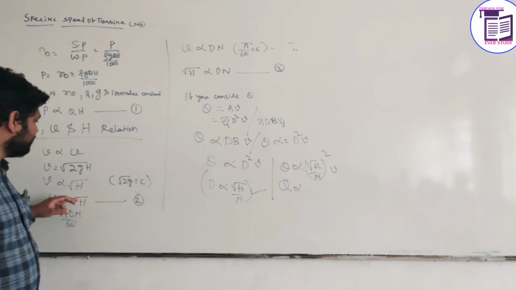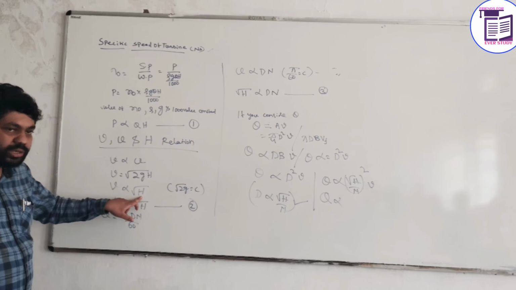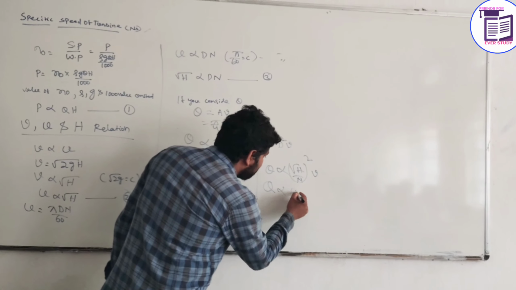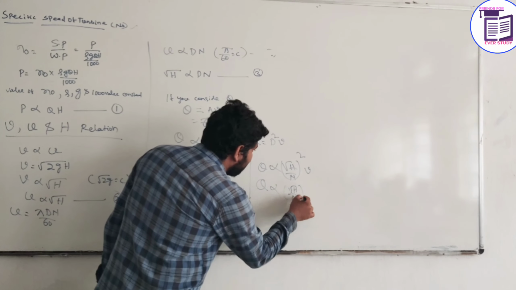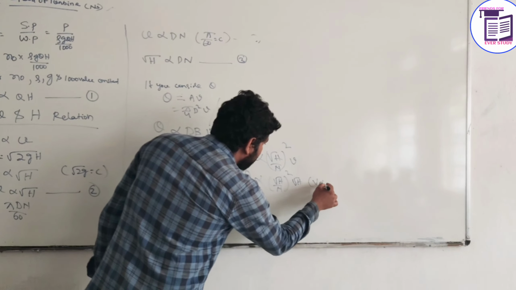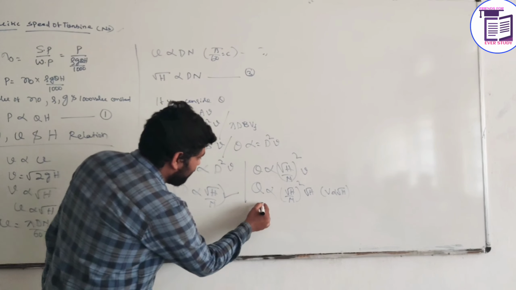From equation 2, u is directly proportional to root h and v is directly proportional to root h. Under that section you can write b also directly proportional to root h. So you can write (root h by n) whole square, and v is equal to root h because b is directly proportional to root h. Then you can solve this.